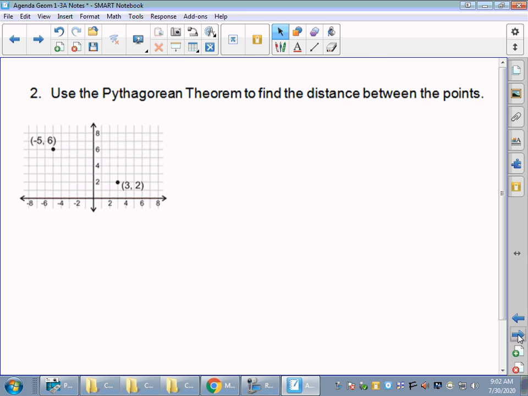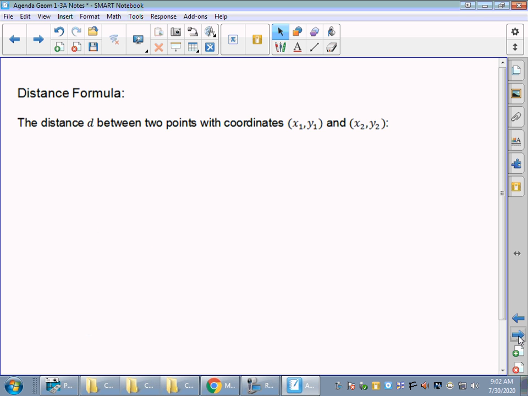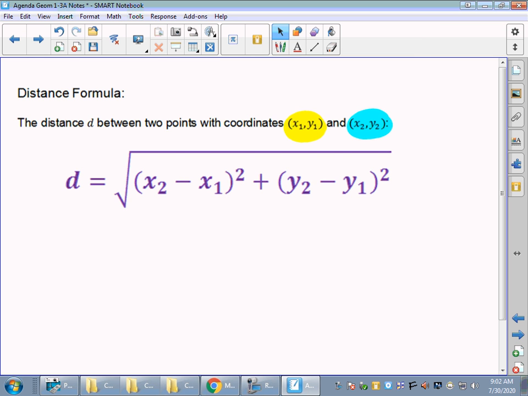So our alternative is to use the distance formula. Hopefully everybody remembers the distance formula. So the distance d between 2 points with coordinates. So my first point has an x and a y. My second point has an x and a y. Here's the formula. Make sure you get it right. I tried to make it big so you could see it. D for distance is equal to a giant square root.